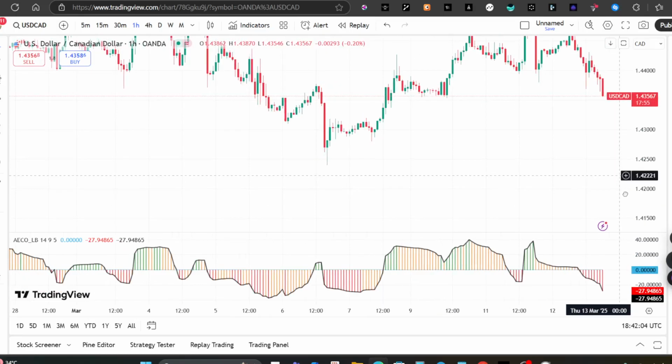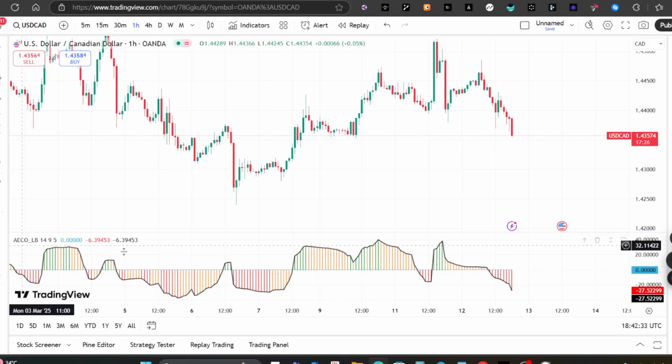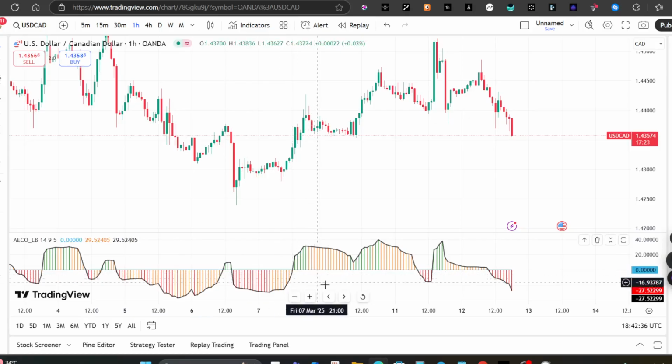Let us start with the basics. The ergodic candlestick oscillator is an advanced indicator used to analyze market momentum. This indicator combines two well-known concepts, which are moving average convergence divergence and candlestick patterns. It uses this combination to give us a clear picture of price movements.